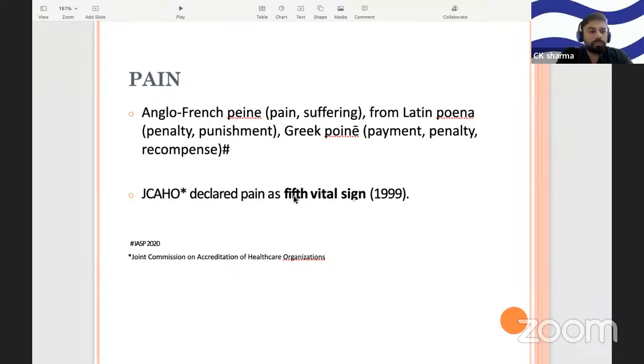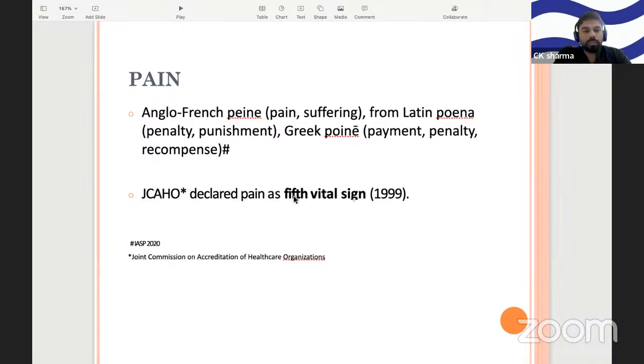In Anglo-French, the word pain in English has its origin in the Anglo-French word pain, which means pain or suffering. This term can be traced back to the Latin word poena, which translates to penalty or punishment. The Latin term emphasizes the idea of pain as a form of retribution or consequences. And going further back, poena itself is derived from the Greek word poine, which means payment, penalty, or recompense. This Greek origin underscores the concept of pain as something given in exchange for something else, often as a form of justice or balance.